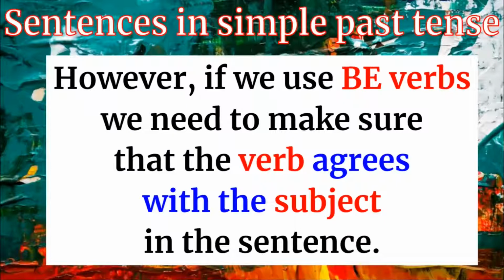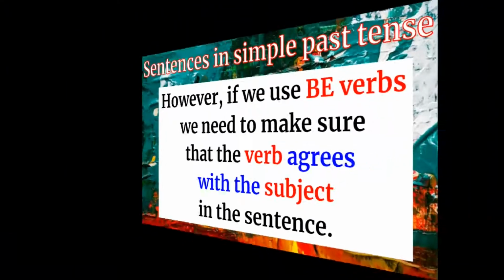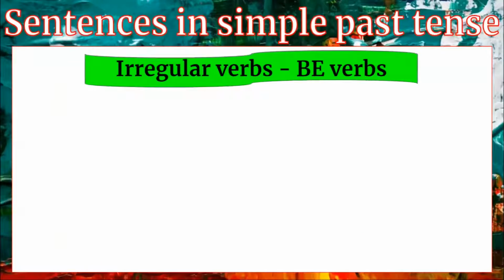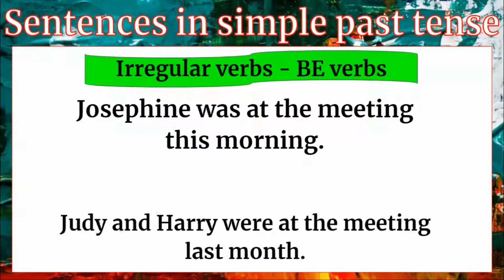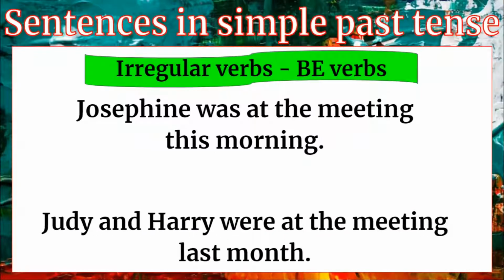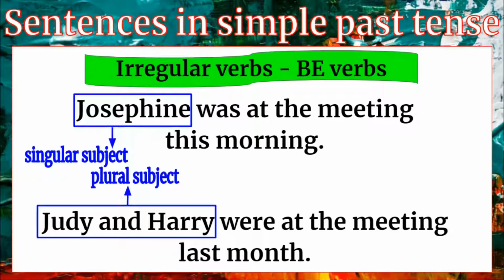However, if we use be verbs, we need to make sure that the verb agrees with the subject in the sentence. Let's look at the following examples. Josephine was at the meeting this morning. Judy and Harry were at the meeting last month. The subjects in the following sentences are Josephine and Judy and Harry.